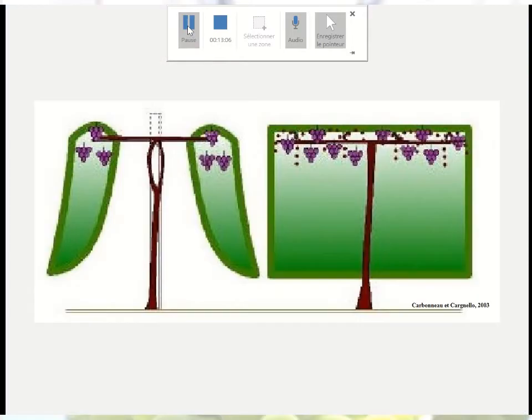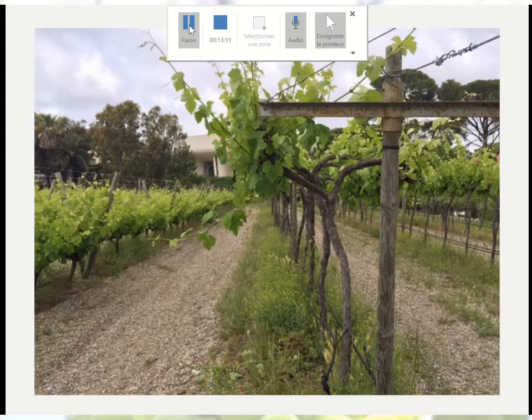And why not? At the beginning of the lecture, I spoke about small training systems and big training systems. And since 1950, people like Richard Smart or Alain Carbonneau or Giovanni Carbonneau, all these researchers, they have developed new training systems. This is an example which is called the double curtain, the double curtain in the collection of training systems at Montpellier SupAgro, which is called now l'Institut Agro.